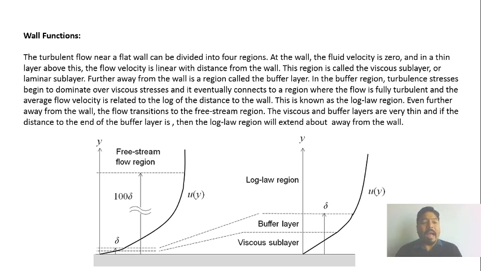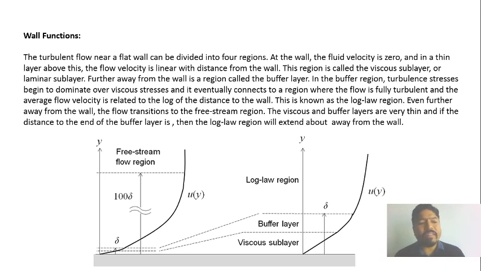It eventually connects to a region where the flow is fully turbulent, and the average flow velocity is related to the log of the distance to the wall. That is the law of the wall, which is a logarithmic law, which I have discussed in previous lectures. Now this is known as the log law region.